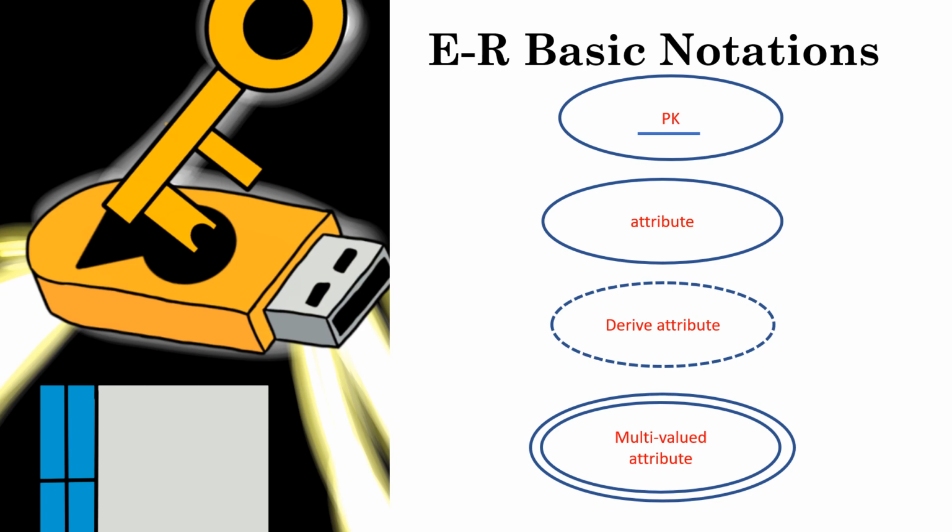So the ellipse with an underline is what we call the primary key, and those attributes are written in the oval or an ellipse. The derived attributes are in the oval with the dotted pattern.